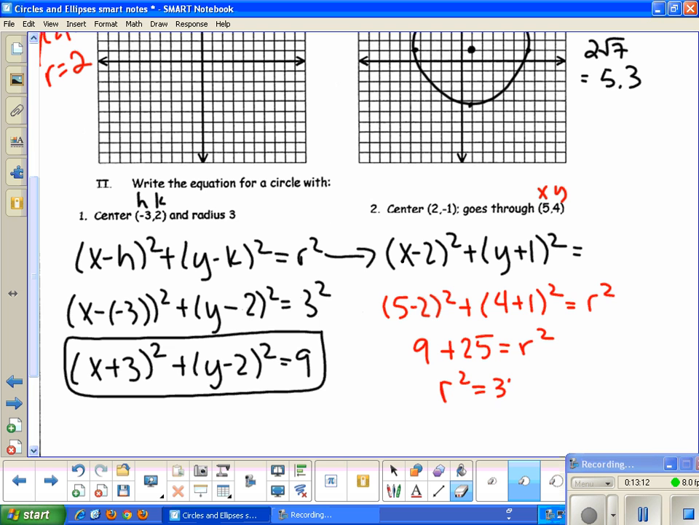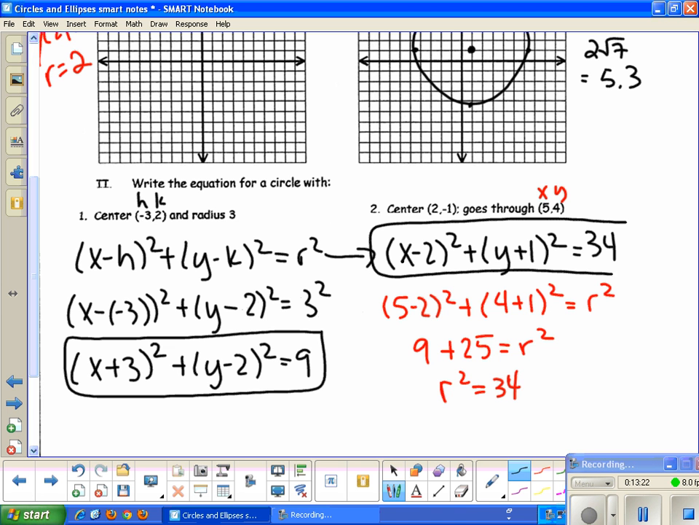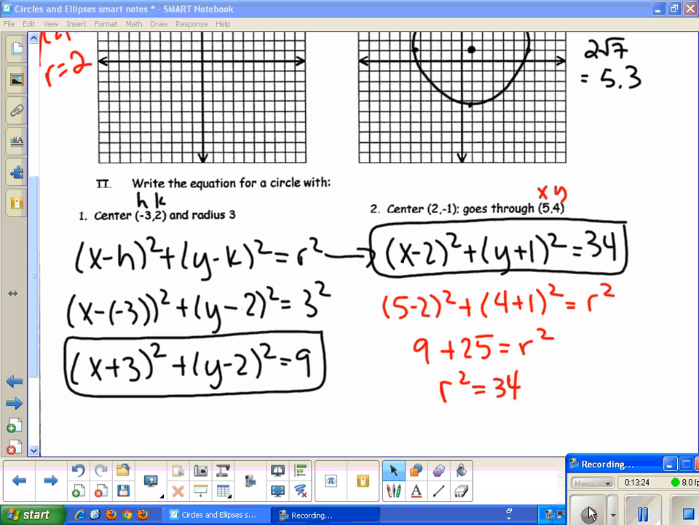So I'm going to go ahead and put that up here, and we get our solution, which is our equation. So that ends circles, and now we're going to go to ellipses.